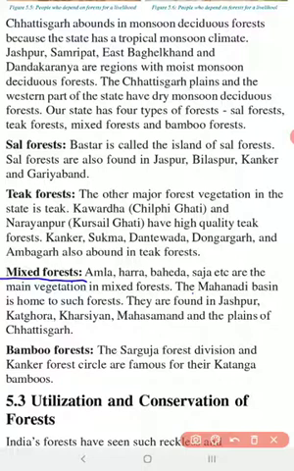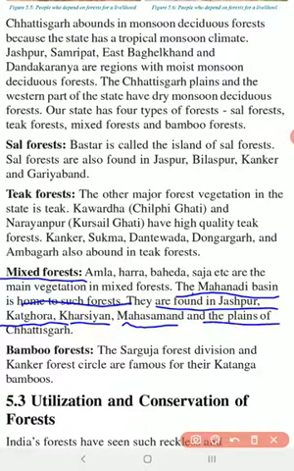Now the Mahanadi Basin. The part of Chhattisgarh that falls under the Mahanadi Basin is home to such forests. They are also found in Jashpur, Korba, Raigarh, Mahasamund. These are the plain areas of Chhattisgarh, and here we have the mixed forest.